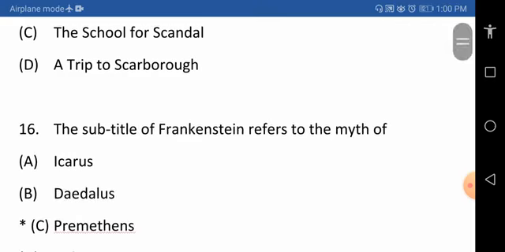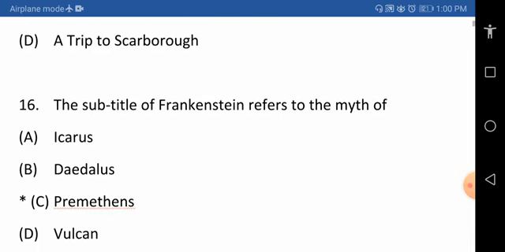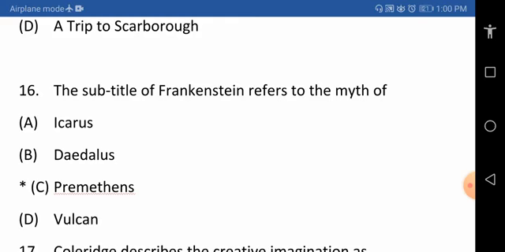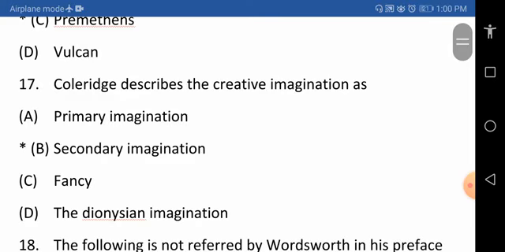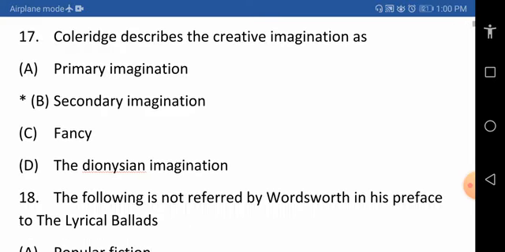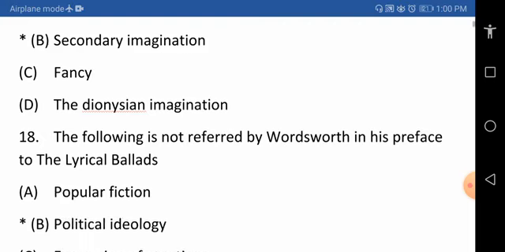The subtitle of Frankenstein refers to the myth of what? The answer is Prometheus. The 17th question is, Collins describes the creative imagination as. The answer is secondary imagination. Coleridge describes the creative imagination as the secondary imagination.